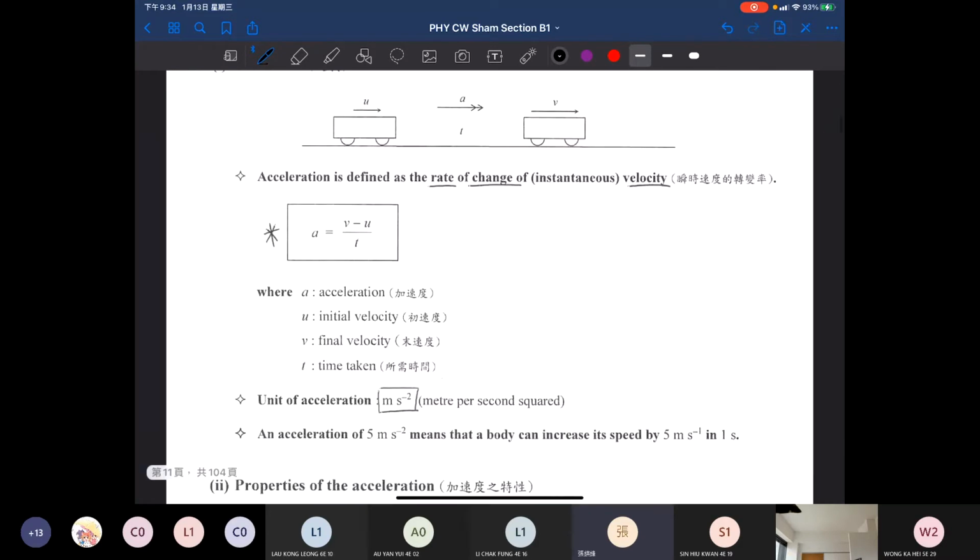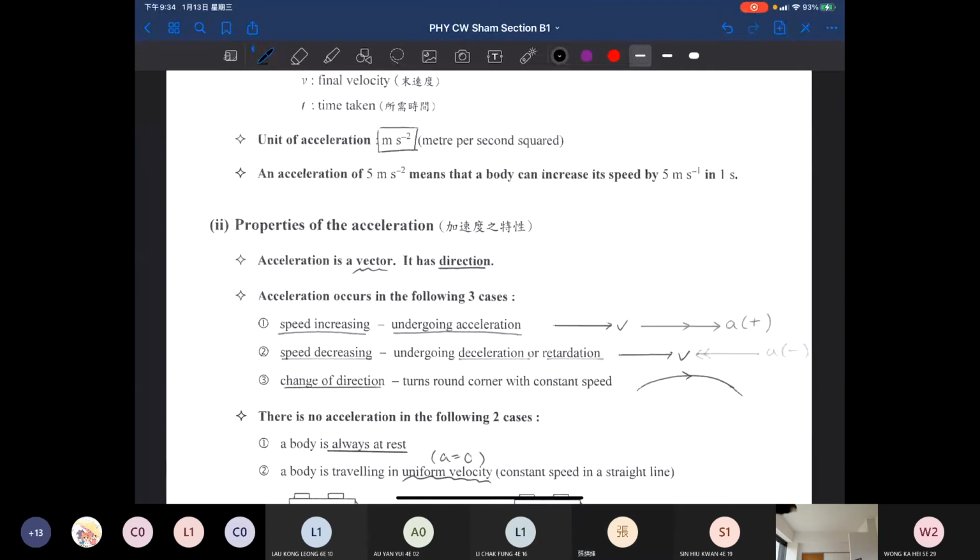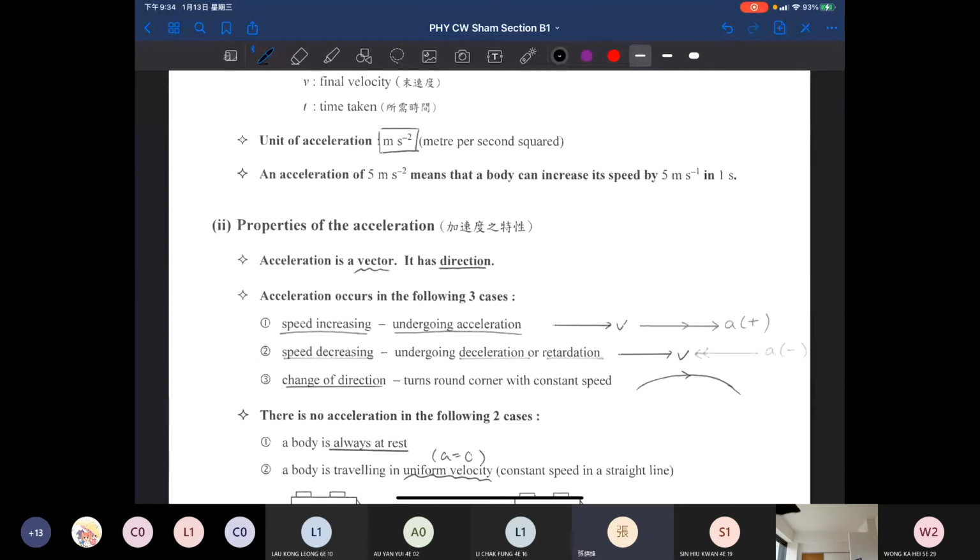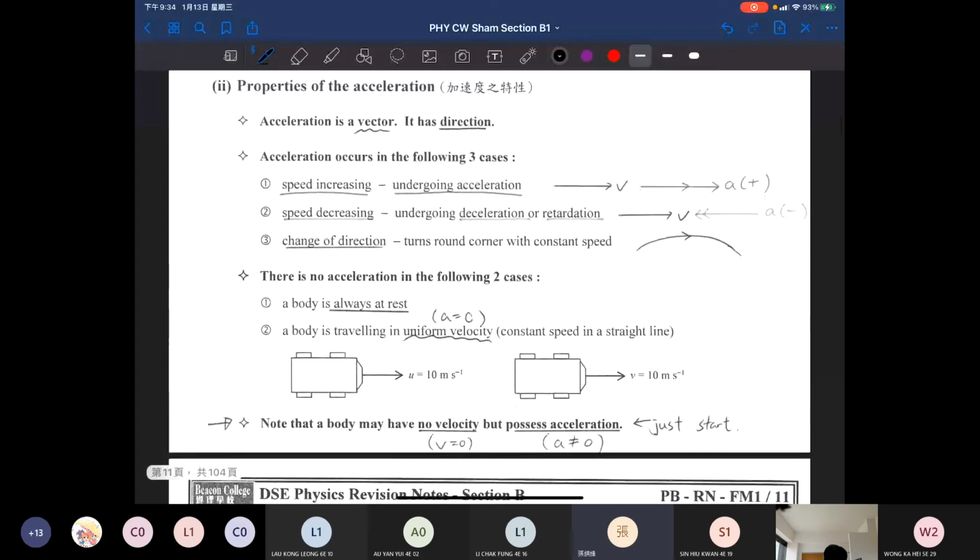An acceleration of 5 meters per second squared means that for each second, the velocity is increasing by 5 meters per second. Also, like velocity, because velocity is a vector divided by time, it is still a vector. Therefore, acceleration is a vector.